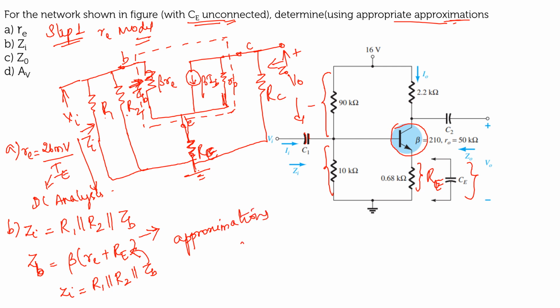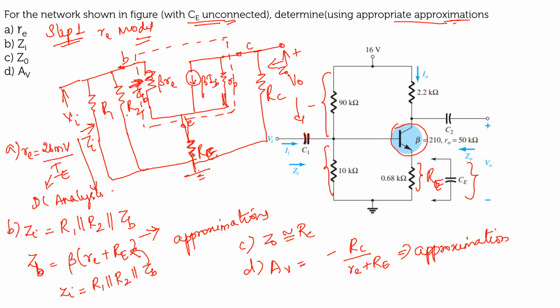Now C part, Z0. Z0 will be equal to RC. And D part, AV, what is your voltage gain? Voltage gain will be equal to minus RC divided by capital RE plus small re, right? Here also you have to take the approximation, since it is an emitter bias, as you have the effect of RE.